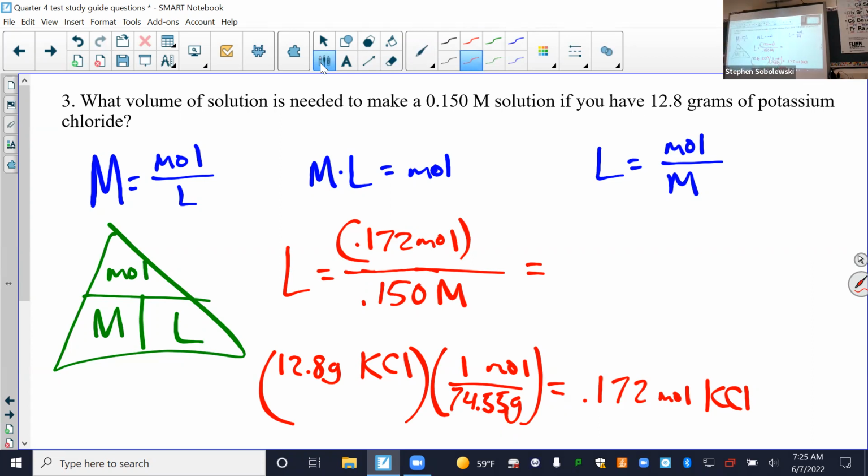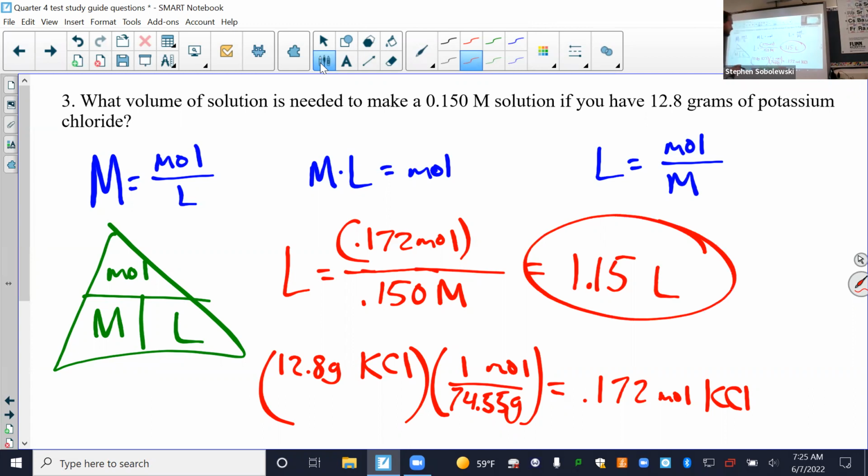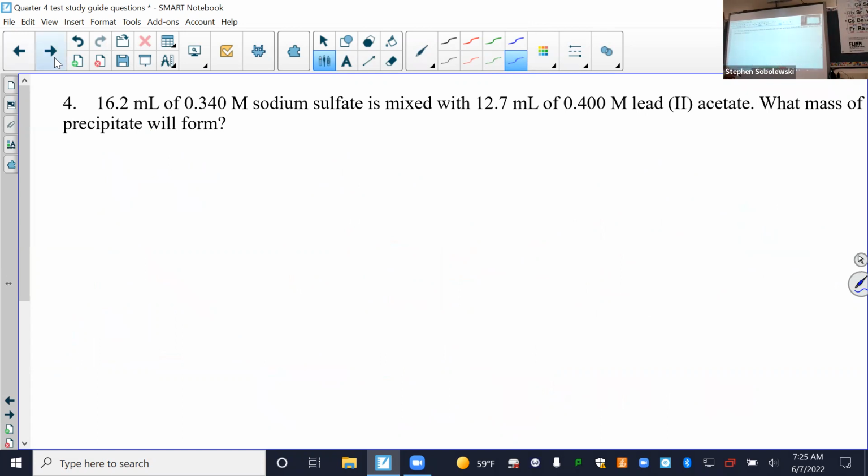Checking sig figs, 3 sig figs are needed, 1.15. And what's my unit? Liters. The problem doesn't clarify what volume unit you need, so I'll leave it in liters. You can also turn that into milliliters by multiplying by 1,000, giving 1,150 milliliters. Okay, question 4.